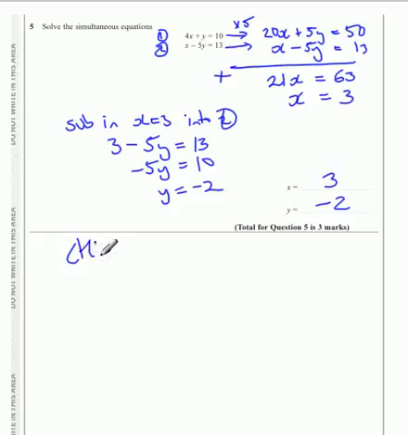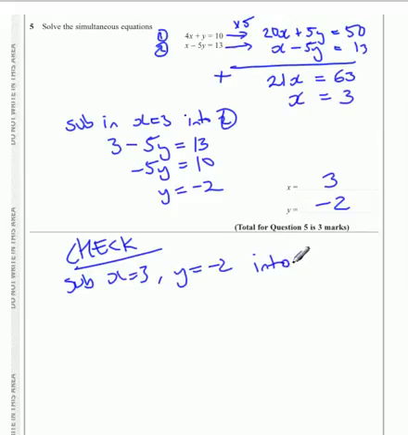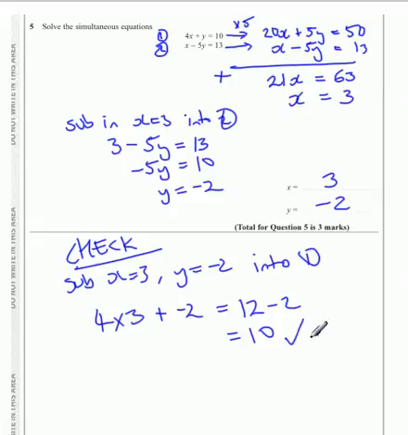As a quick check, we can sub both of these two values into the top equation. So we're going to sub x equals 3 and y equals negative 2 into 1. So that is 4 times 3 plus minus 2, which is 12 minus 2, which equals 10. As it should, so that is all good. Smiley face.